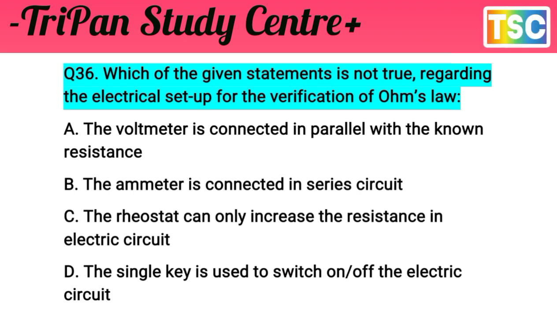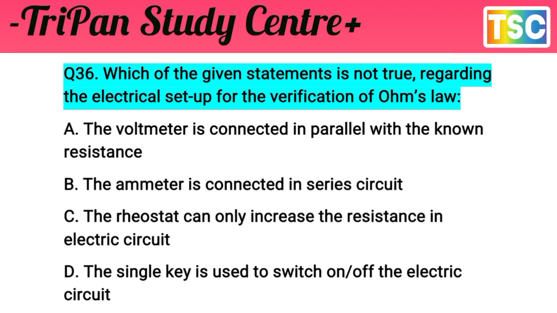You know that in option A, the voltmeter is connected in parallel with the known resistance. That is true. But here the examiner is asking for the not true one. A is correct, but the examiner asks for not true. Option B, the ammeter is connected in a series circuit. That's the right statement, but the examiner is asking for the not true one.